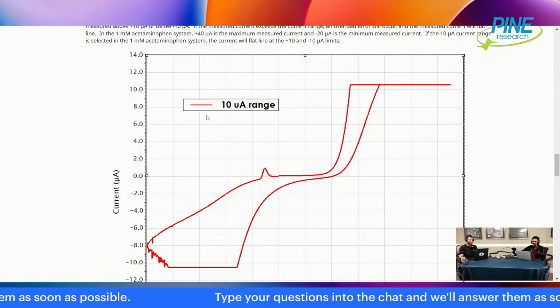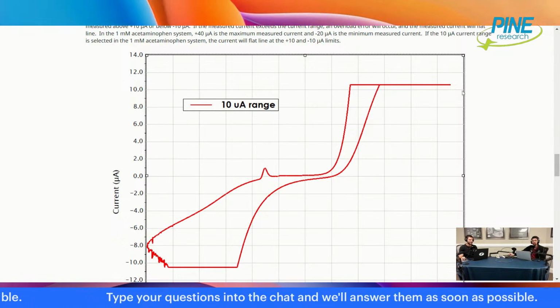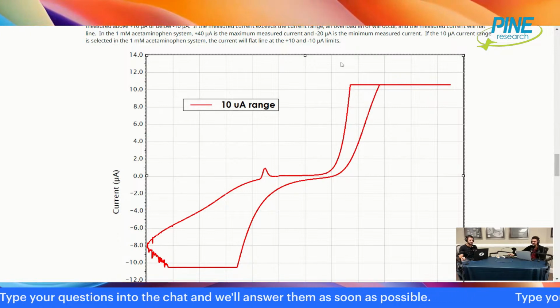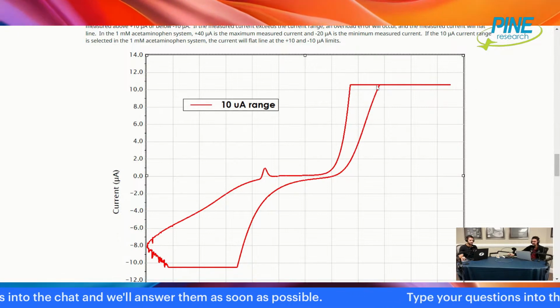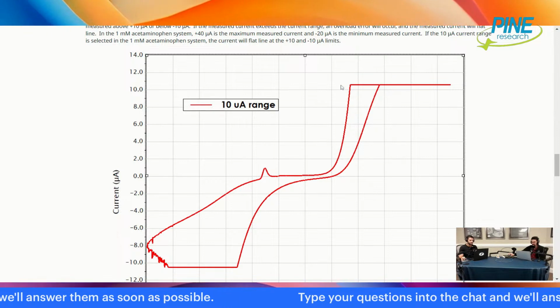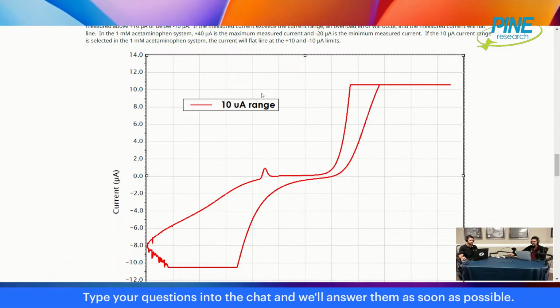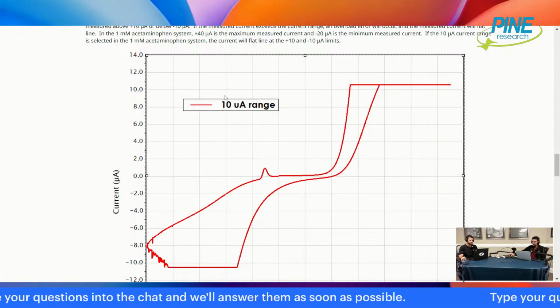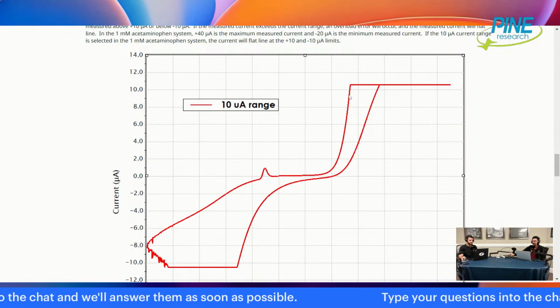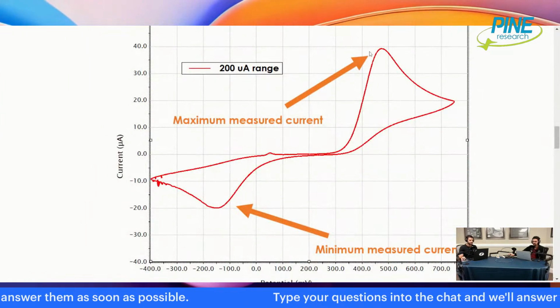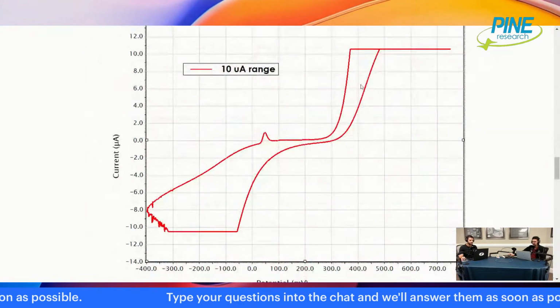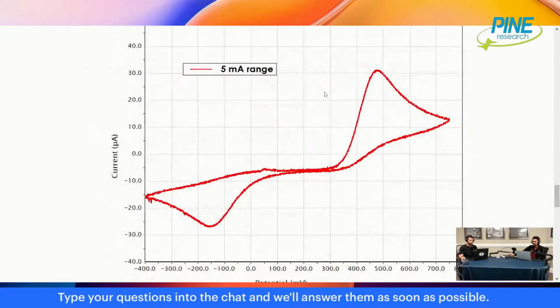But you want to pick a range that's not going to overload your potentiostat. And I think on Metrohm software, they'll even give you an overload error. So you're passing more current than what the potentiostat can handle, and it limits to only 10 microamps of current that will pass, even though we know that you can take close to 40 microamps. So you don't want this.